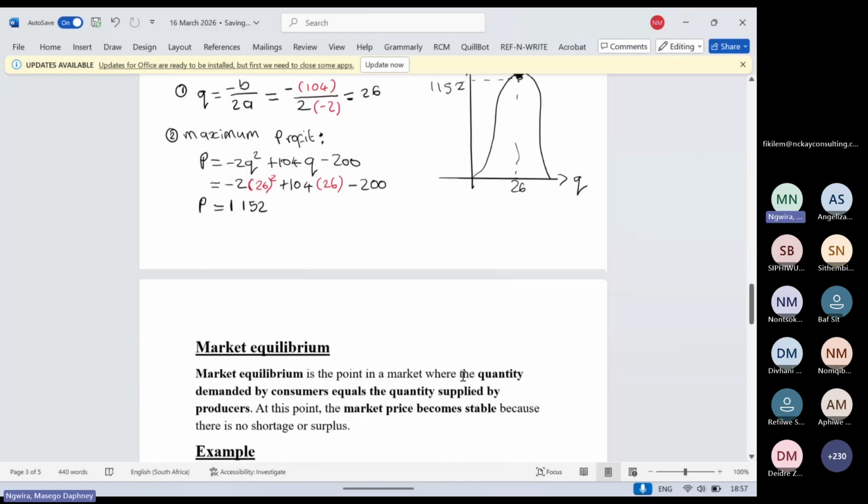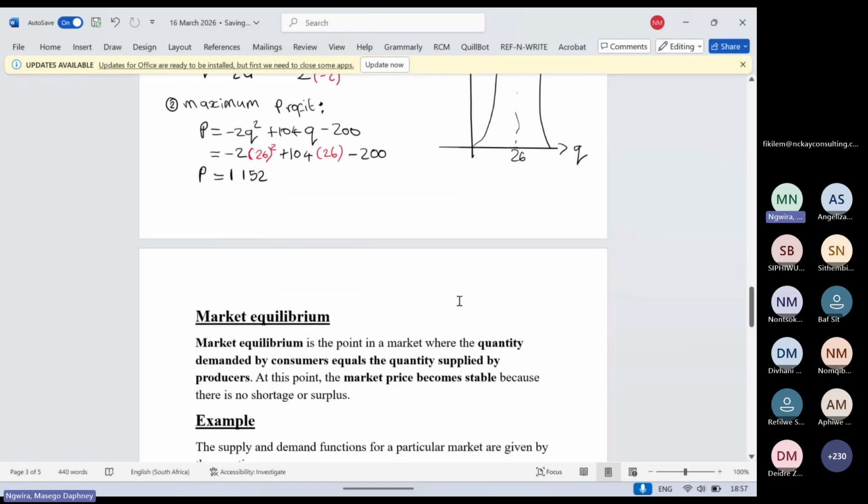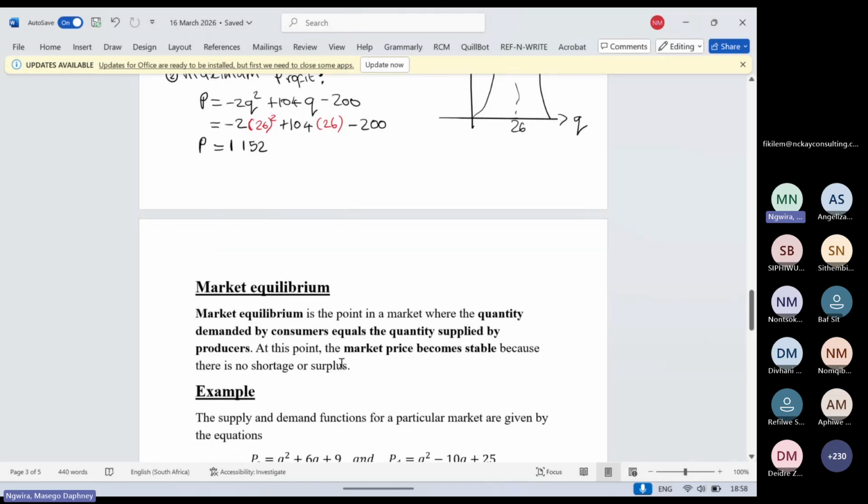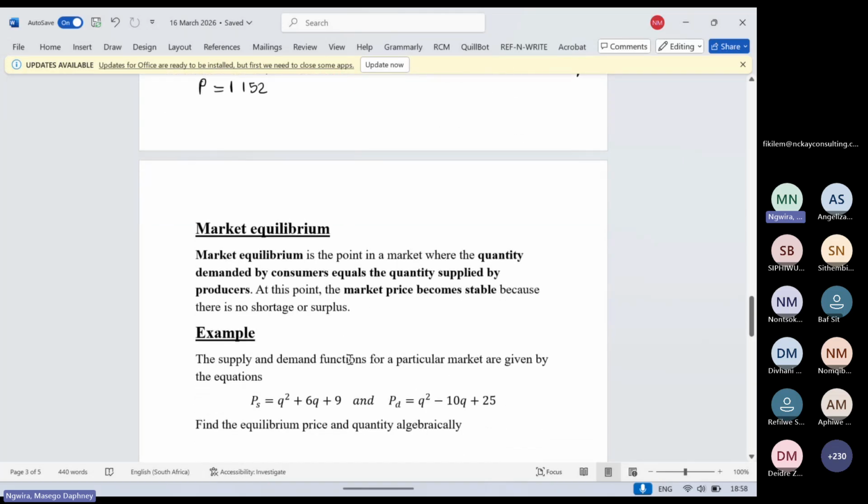Okay, all right. Now we're going to market equilibrium. Market equilibrium is the point in a market where the quantity demanded by consumers equals the quantity supplied by producers. We did this with linear functions, and now we're also doing it with quadratic. At this point the market price becomes stable because there's no shortage or surplus. So let's see how it goes.